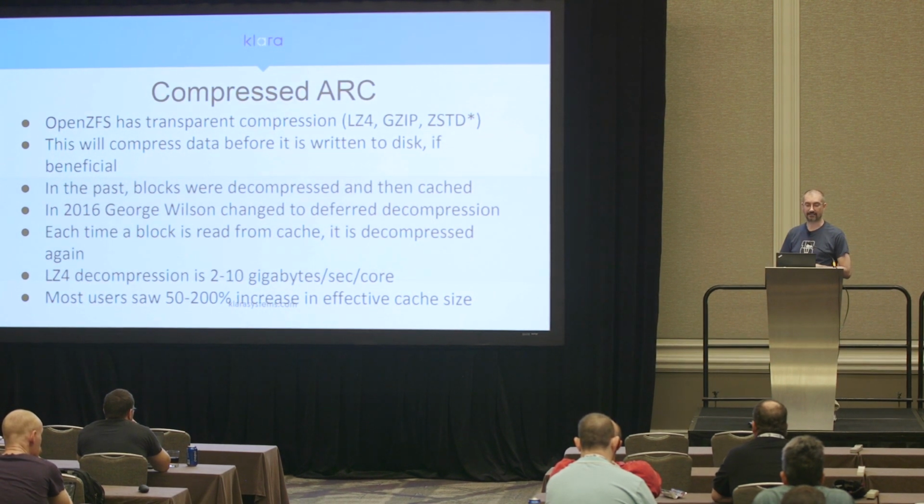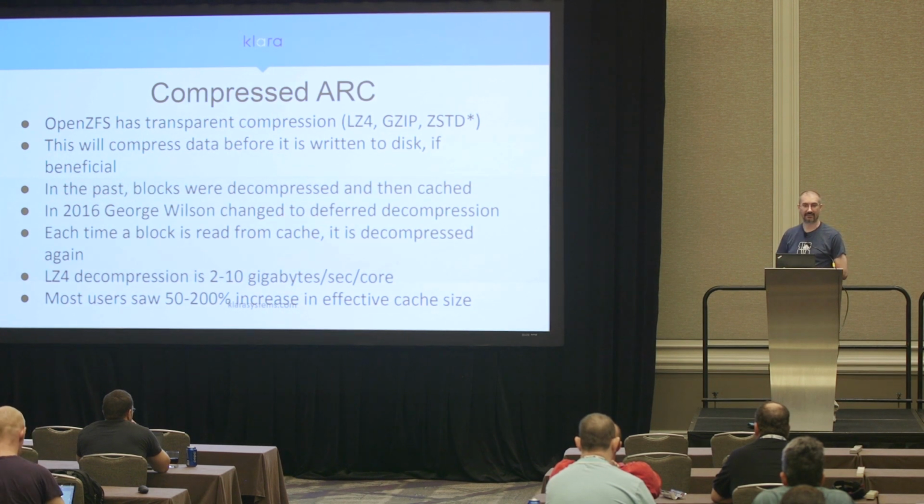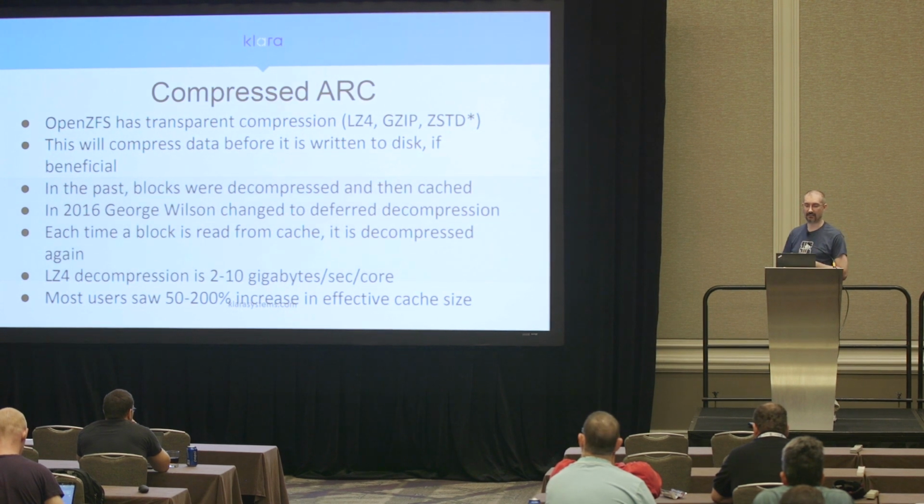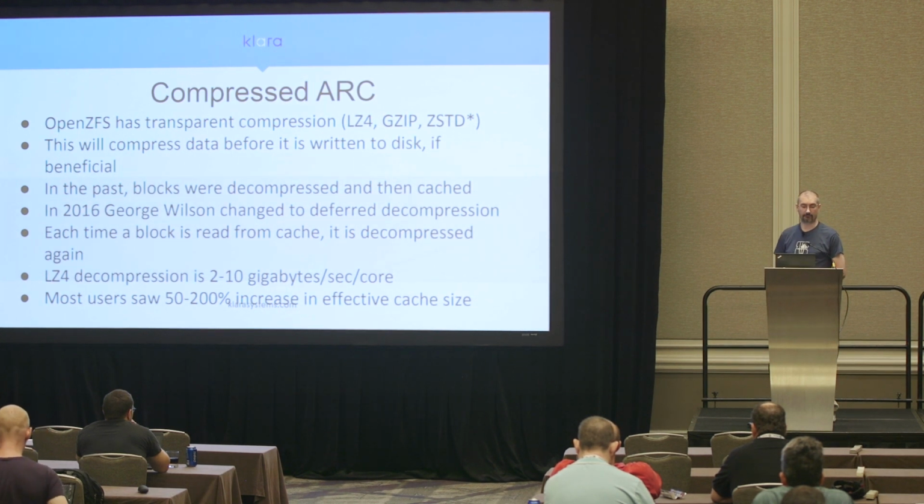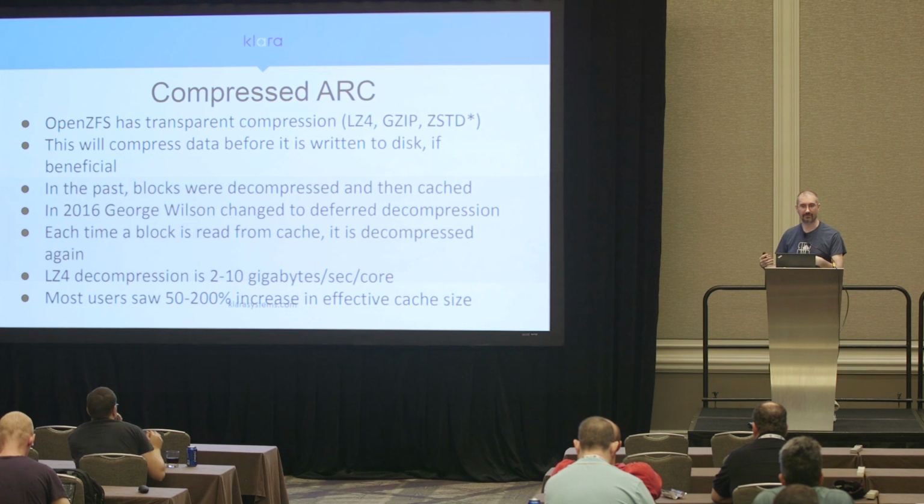So ZFS, as I mentioned, has transparent compression. So when you write data to the disk, you don't have to do anything, but ZFS is going to compress it to make it smaller, and then store that compressed version on disk, which will take less time to write and less time to read back. But up until 2006, the way it worked is when we read it off the disk, we'd decompress it, get back the original version, make sure it was right with the checksum, and then put it in the cache.